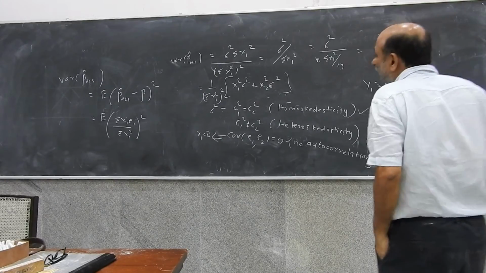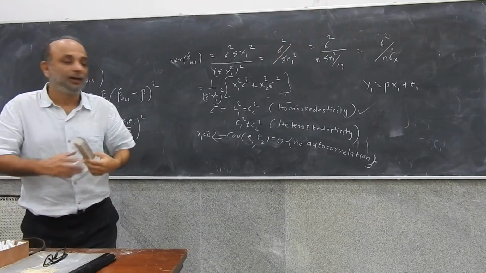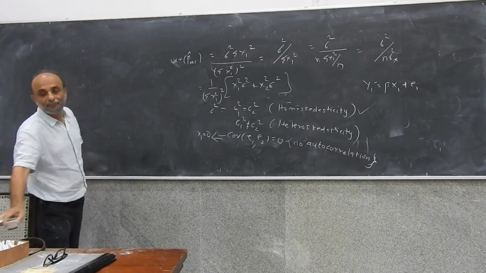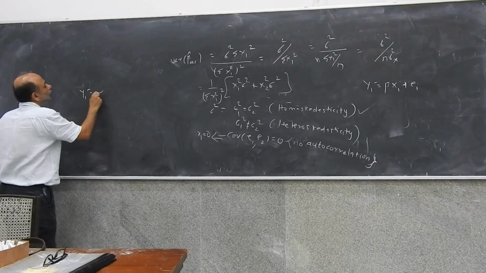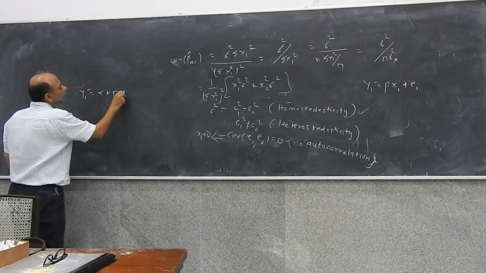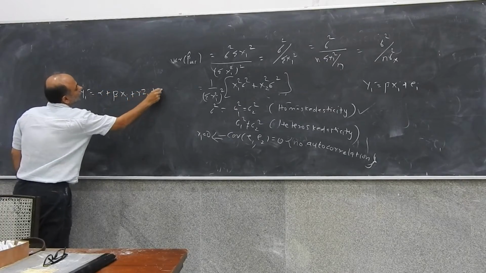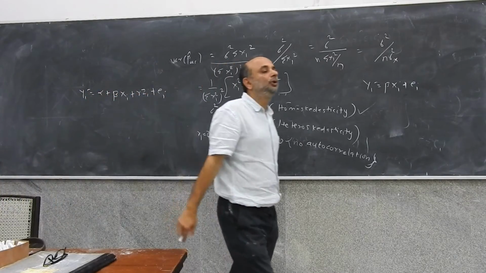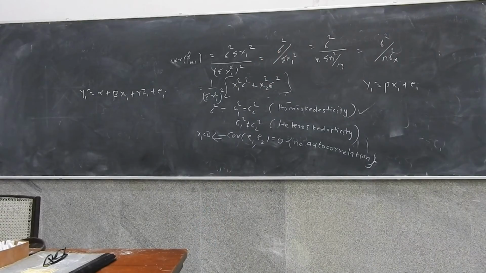Okay. So now tell me one thing. Suppose I have a model where yi is equal to beta xi plus gamma zi plus ei. So y depends upon x and z. And suppose x and z are not correlated. Suppose x and z are independent processes.